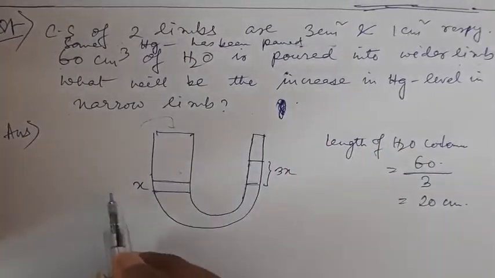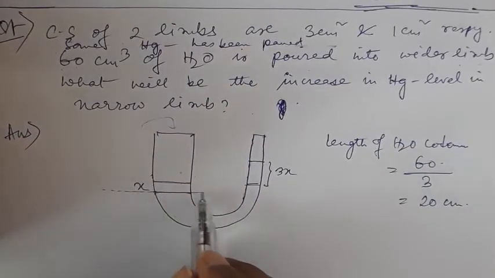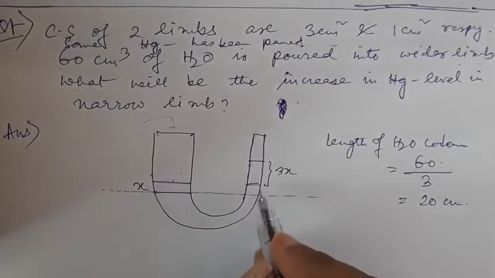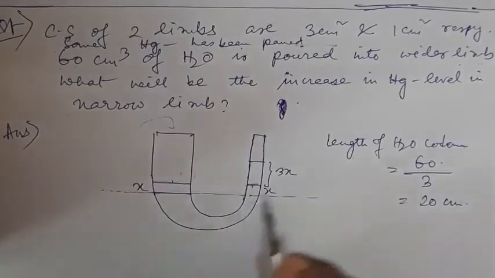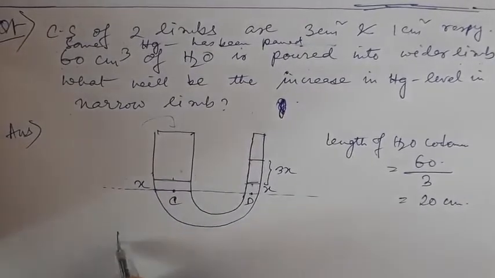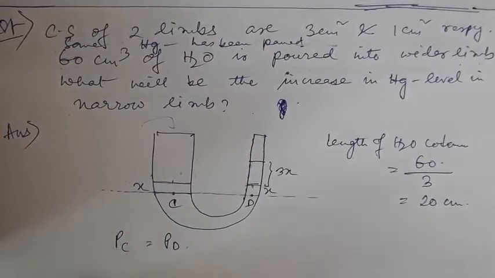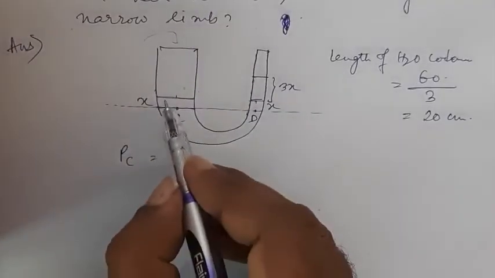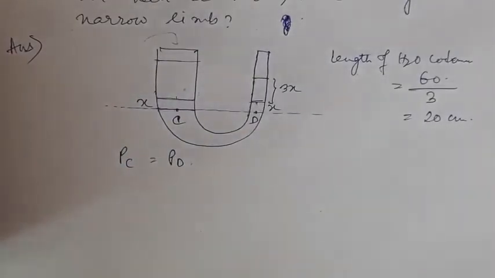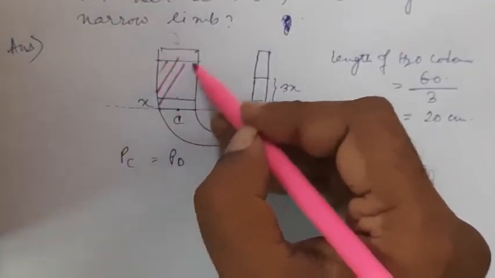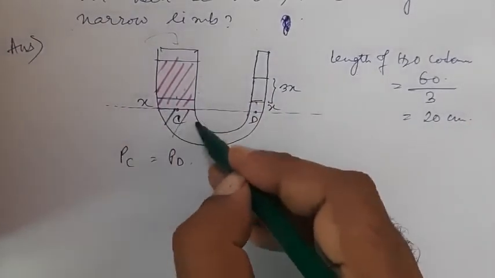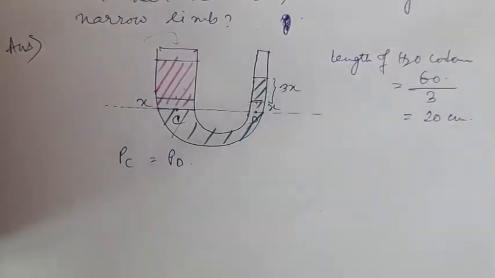Now if we take the same concept, draw the imaginary line like this. By geometrical consideration, if this distance is x, by geometry this will also be x. So we take this point to be D, and this point to be C. Equilibrium means again PC is equal to PD. This part was water, this part was water, and the rest, this portion, was mercury.